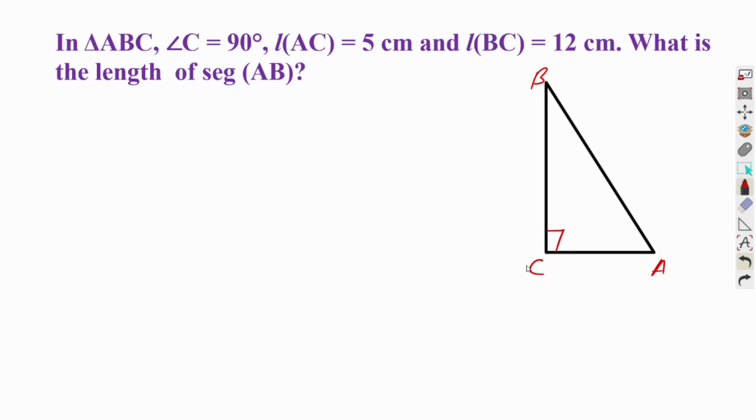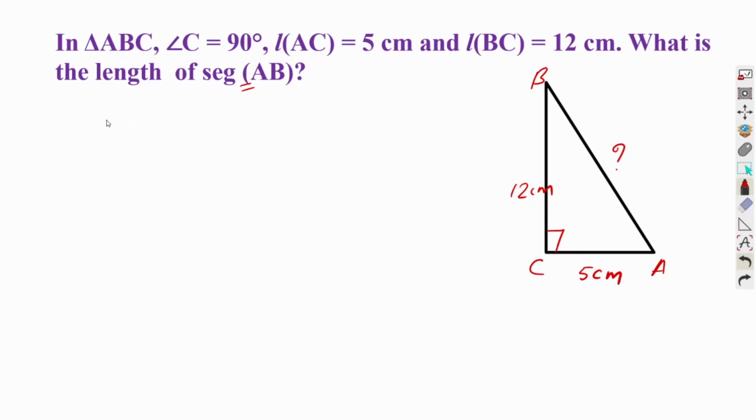ABC. This is 90 degree. Length of AC is 5 centimeter. Length of BC is equal to 12 centimeter. What is the length of segment AB? That is a question.